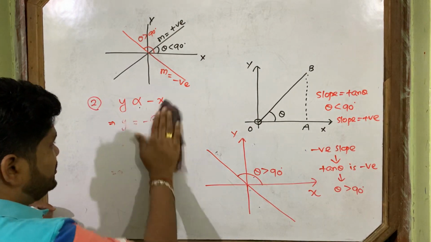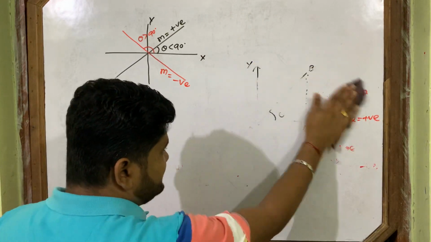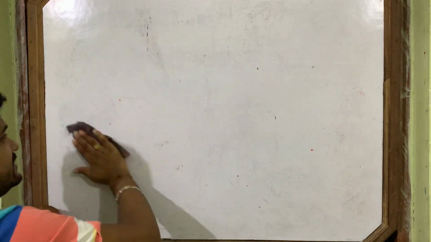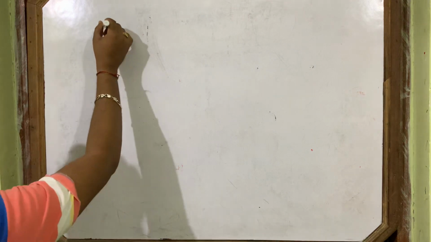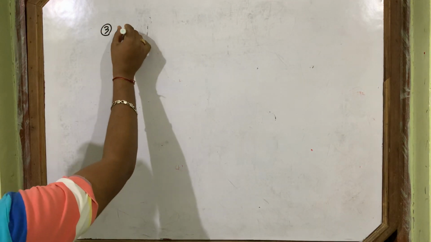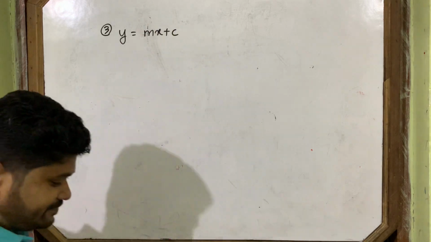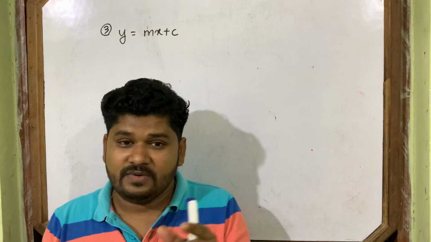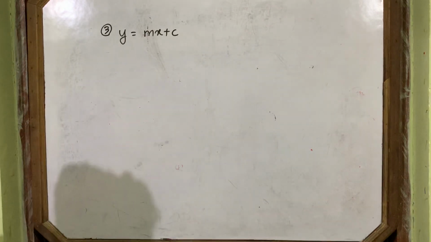Now we come to the third type of graph. Third type of graph now we discuss. Third type of graph is like this. Suppose the equation is y is equal to mx plus c. We discussed y is equal to mx. Now I add one constant. Y is equal to mx plus c.